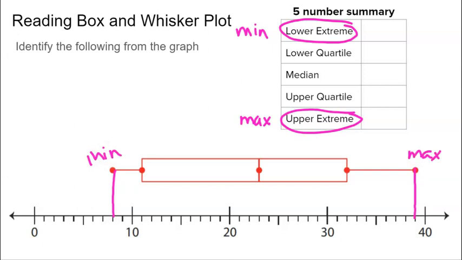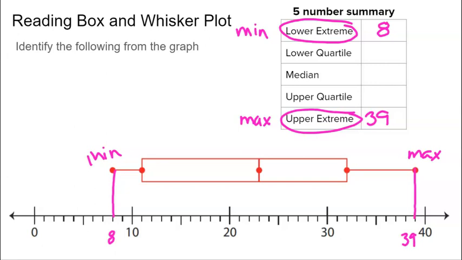So if we look, the minimum number, we're 2 less than 10, which is 8. And the maximum, 1 less than 40, which is 39. So in our lower extreme, we can put 8. In our upper extreme, we can put 39.